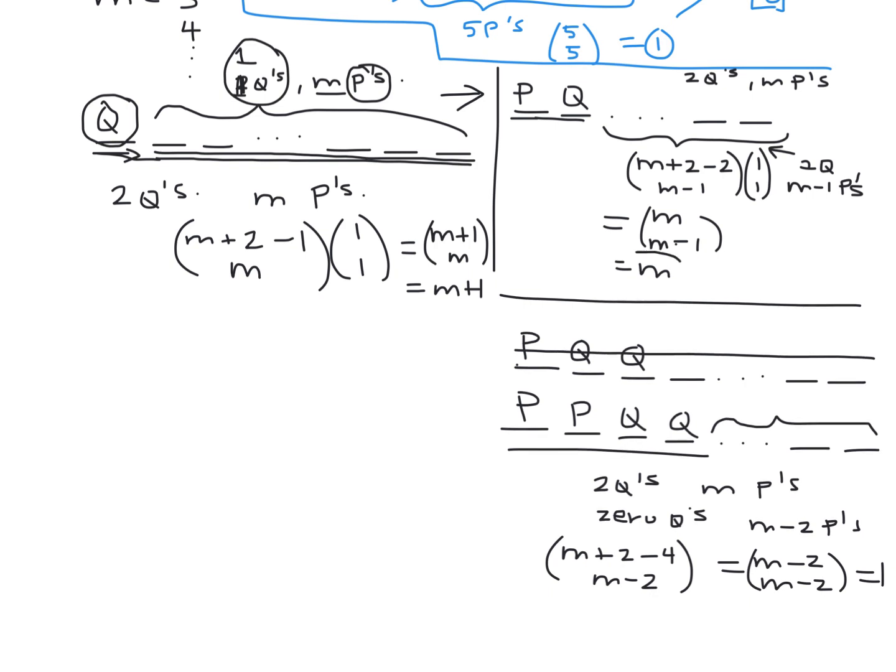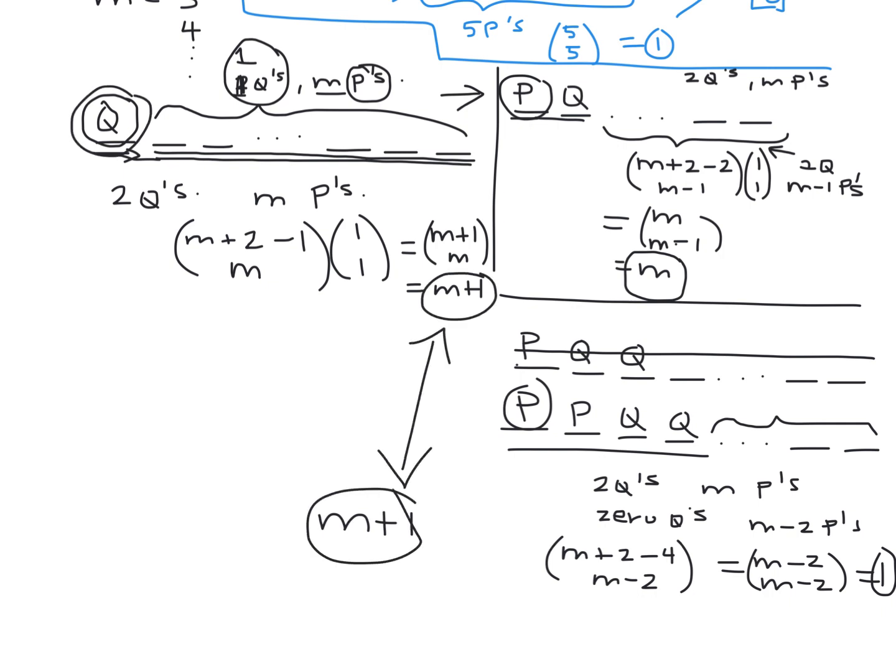So the total of these guys that begin with p are this m plus this 1, which is m plus 1. And the total that began with the q was m plus 1. So we have shown that the number of sequences that begin with a q, m plus 1, is equal to the number of sequences that begin with the p, which is also m plus 1.